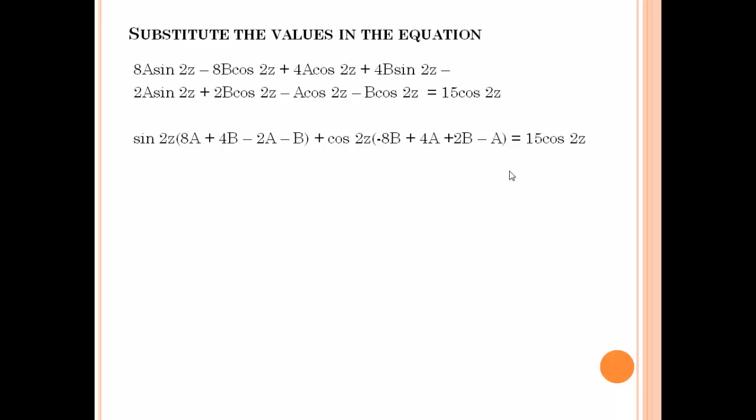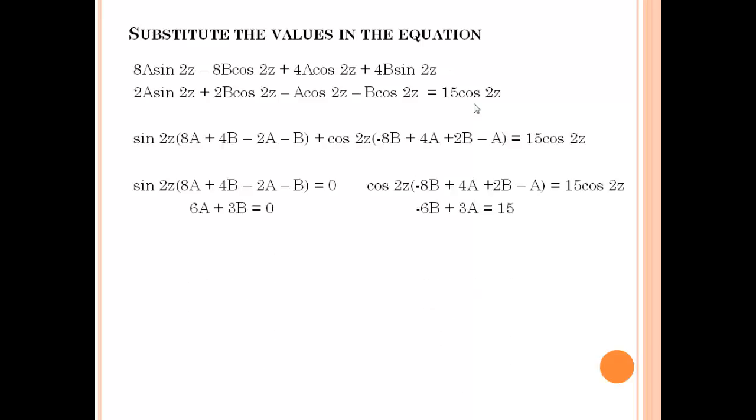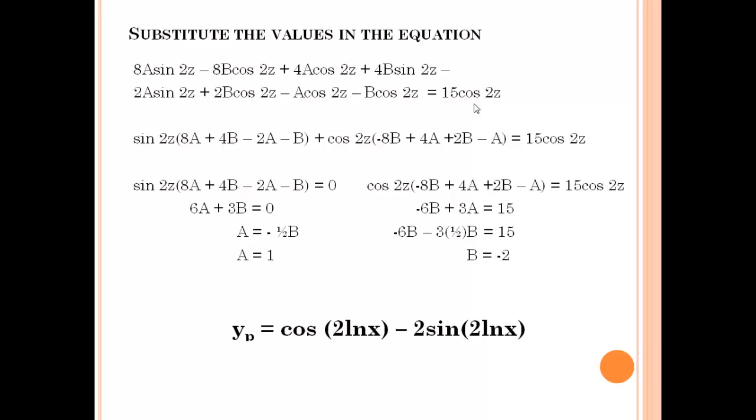Now, in getting a and b, we let the coefficient of sine 2z must be equal to 0 and the coefficient of cosine 2z must be equal to 15. Now, from there, we can get our a and b. Now, our a would be equal to 1 and b is equal to negative 2. Substituting these values from our equation would give us yp is equal to cosine 2 ln of x minus 2 sine 2 ln of x.